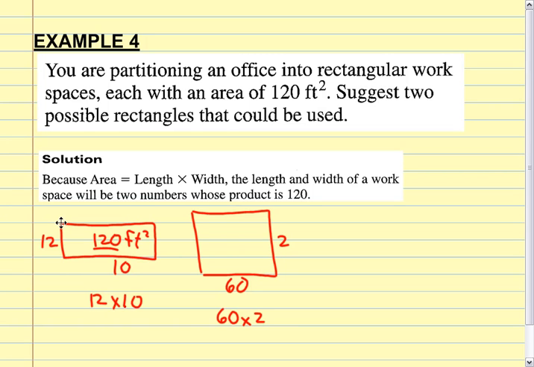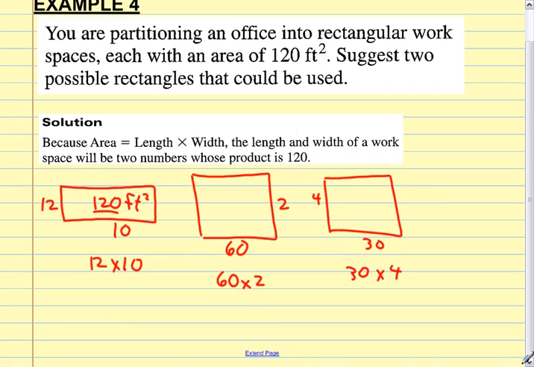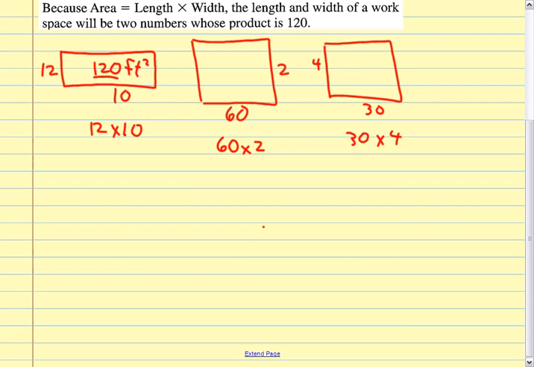Anything else? Bennett? 30 by 4. How about that? 4 and 30. Does that give us 120? Sure. 30 feet by 4 feet. Anybody have one more for me? There's a special one that I'm looking for that no one has said yet, but it has something to do with today's lesson. You know, which I think you might find interesting.